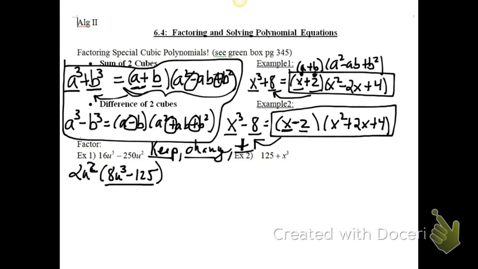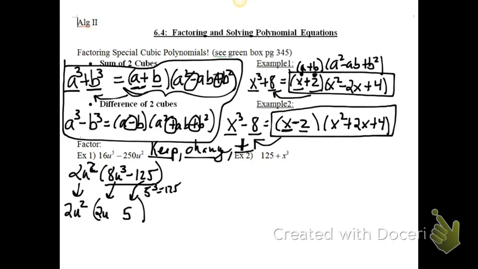And to factor it, I would have to copy down my GCF that I pulled out, and now I'm going to apply that special pattern. What's being cubed to give me 8u to the 3rd is a 2 and a u. 2 to the 3rd is 8, u to the 3rd is u to the 3rd. What's being cubed to get me 125 is 5. 5 to the 3rd is in fact 125. It's good to know your perfect cubes in this section.